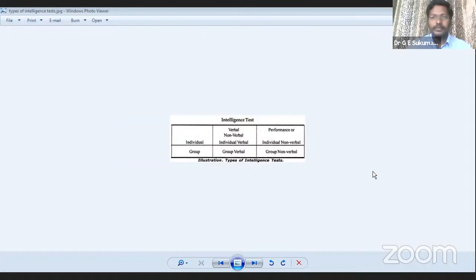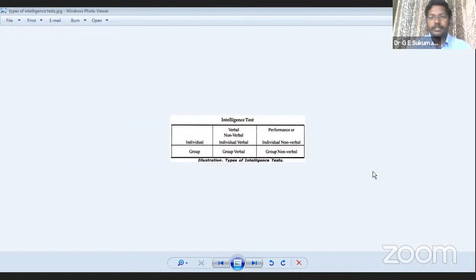Here, no written instructions or written statements are given to the students, and there is no requirement of language. So such tests are called non-verbal tests, where there is limited or no use of a particular language. This is called a non-verbal test.